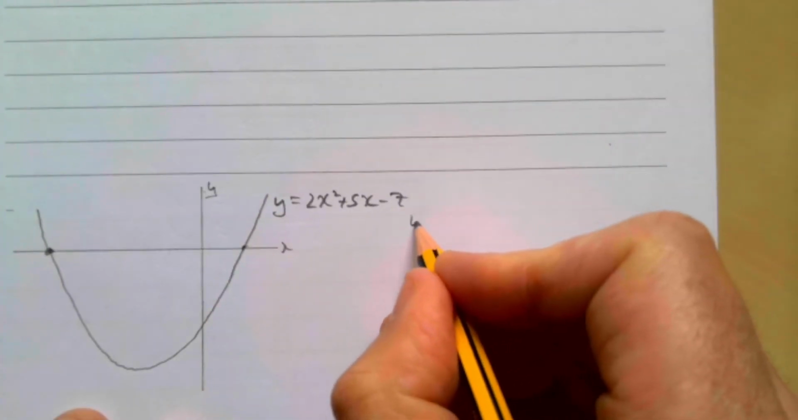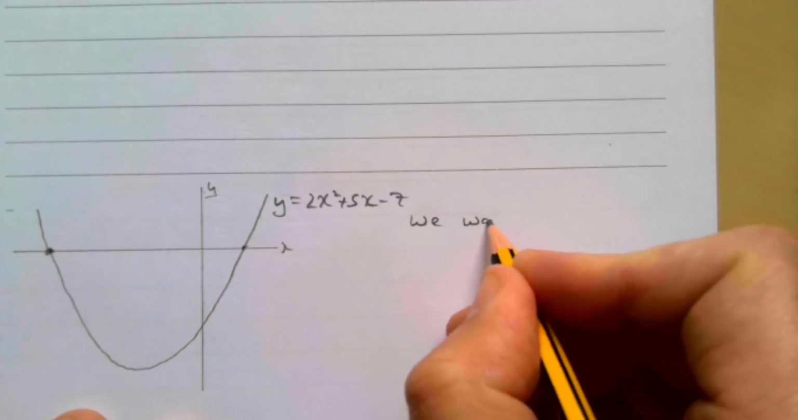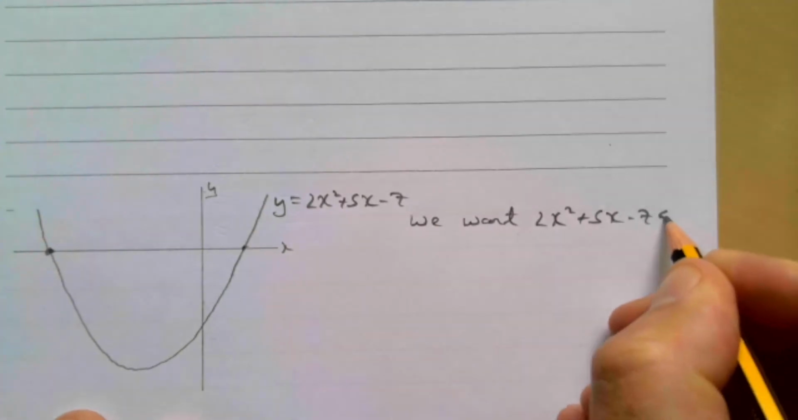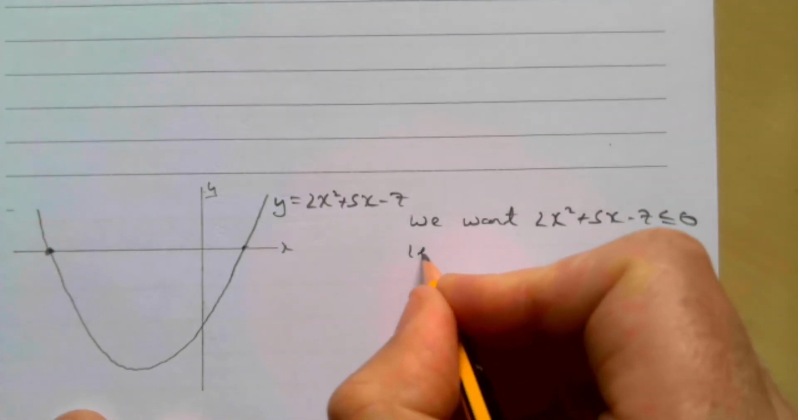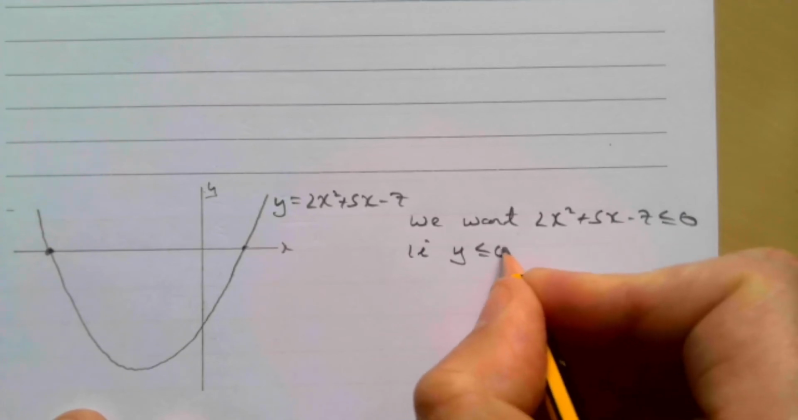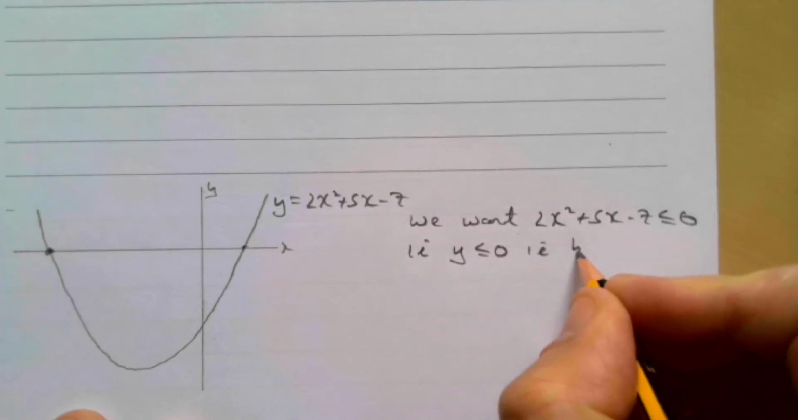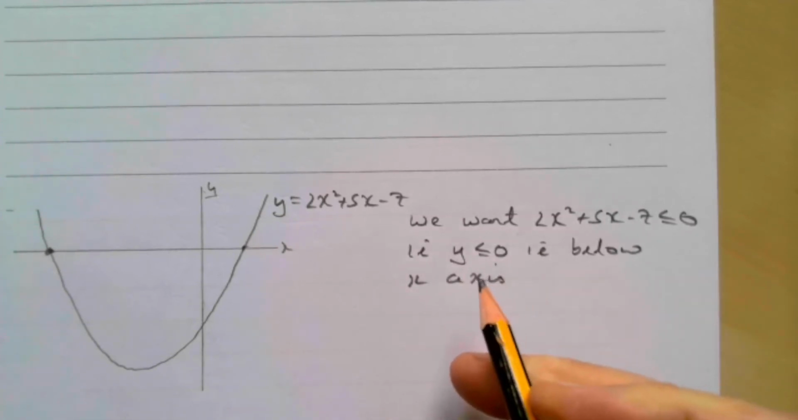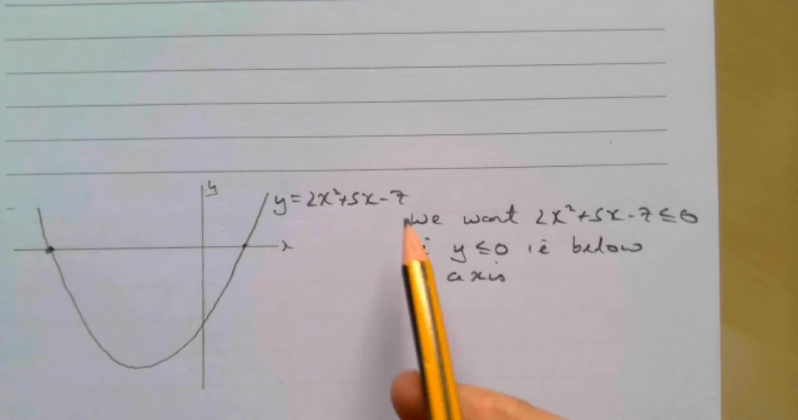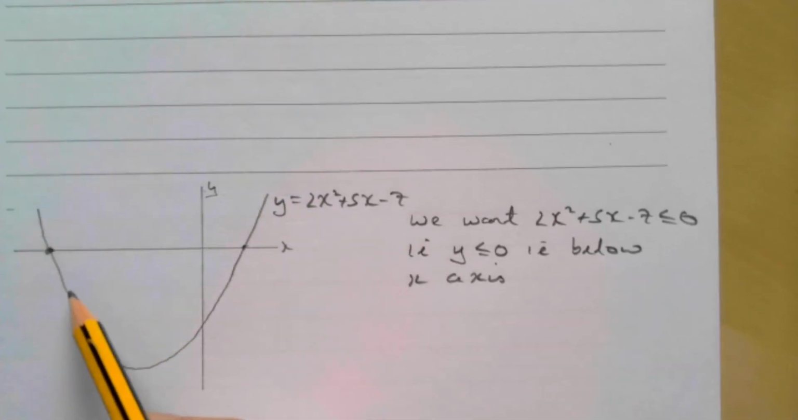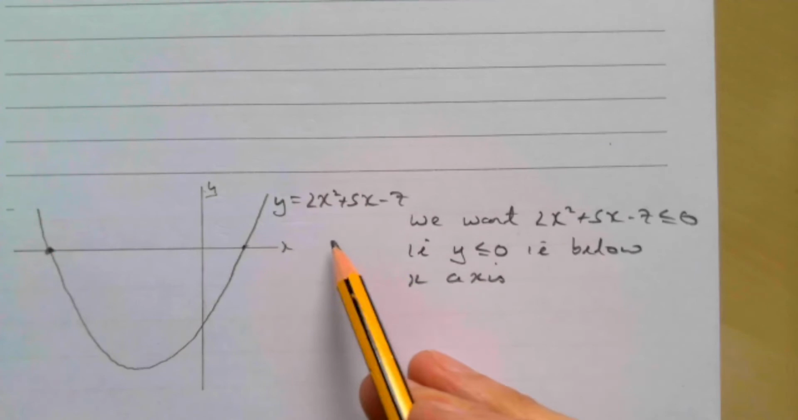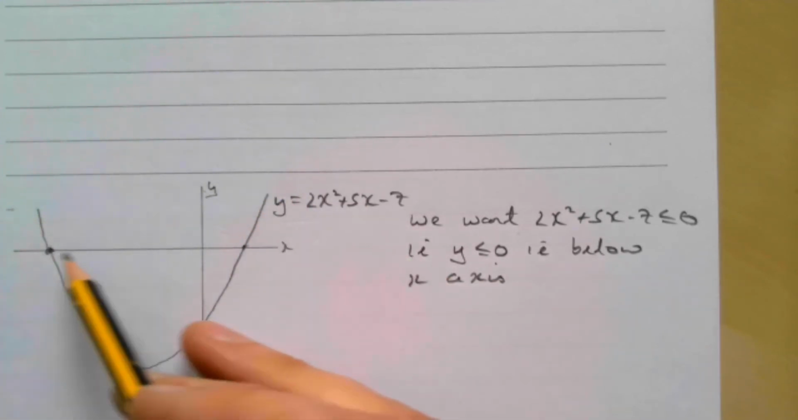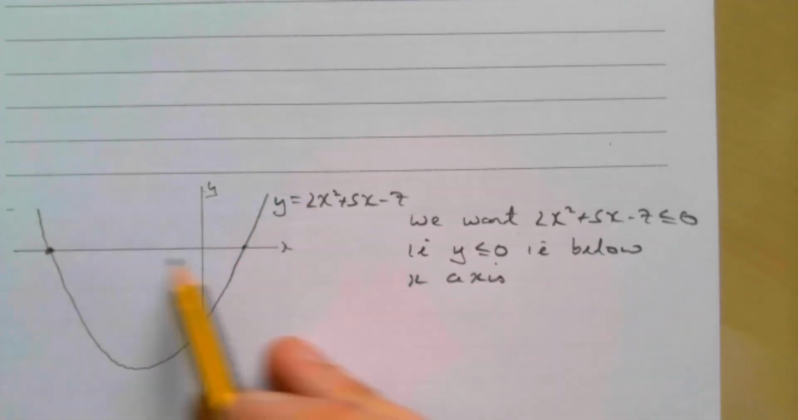So let's see. We want 2x squared plus 5x minus 7 less than or equal to 0, i.e. y has to be less than or equal to 0, i.e. that's below the x-axis. This is the bit that's hard to get your head round, I think. The question is asking us, where is this line below this line? What are the x values where that happens? Where is this line below this line? That's what less than or equal to 0 means, because that's your 0 line there.